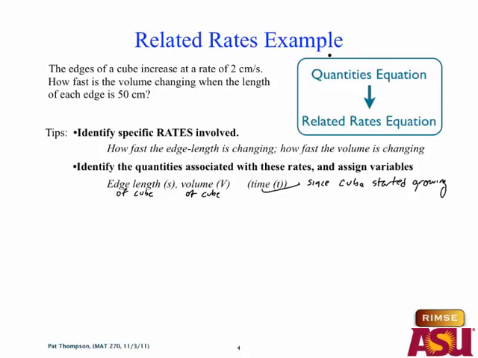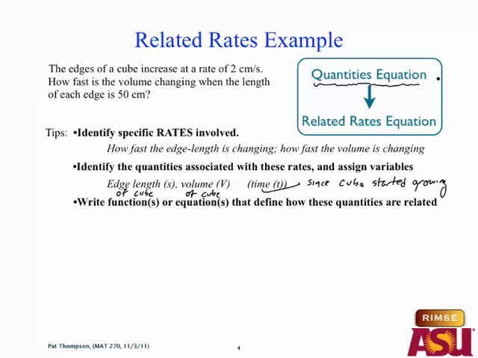So now we're ready to hit the main part of solving this. What do we need? We need a quantities equation that relates these quantities that we have. So we've got the edge length of the cube and the volume of the cube, and we need a quantities equation in order to get a related rates equation. Should be easy. It's geometry, so we should know some basic geometry here. V equals s cubed. You should all be thinking that. V equals s cubed. So this step 3 is our quantities equation.